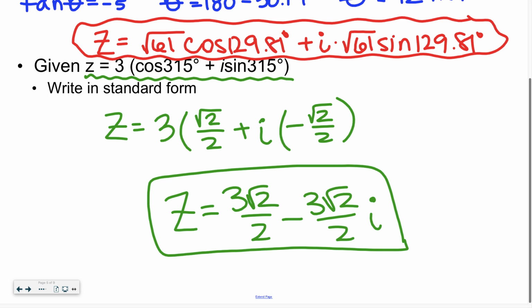Okay. I also want to show you one more thing before I talk to you about multiplying and dividing these numbers. How many of you think that this is a lot to write out? Yeah. Okay, what if I told you that there's shorthand for it? So you could also write this number as r cis theta.